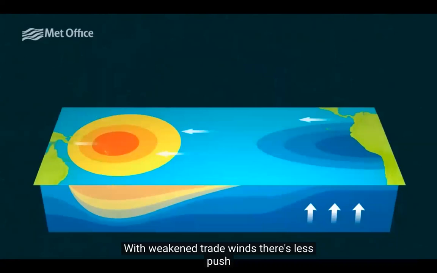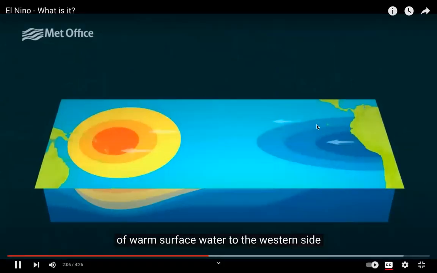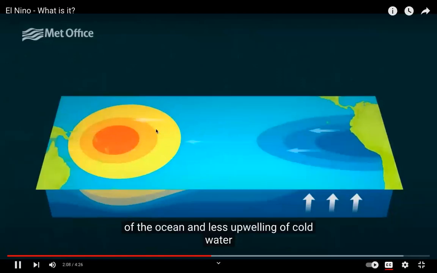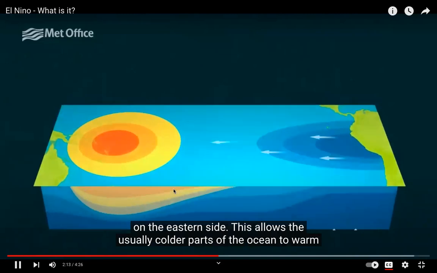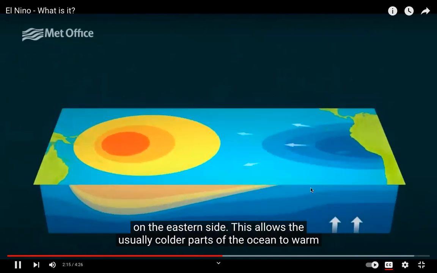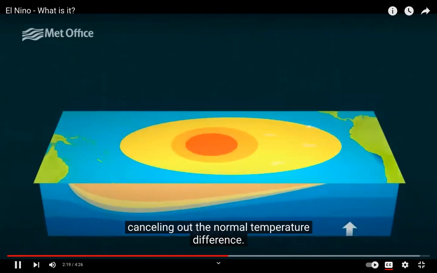With weakened trade winds, there's less push of warm surface water to the western side of the ocean. What will happen to the upwelling of cold water? It will move slowly to the other side, the eastern side. This allows usually colder parts of the ocean to warm, cancelling out the normal temperature difference.